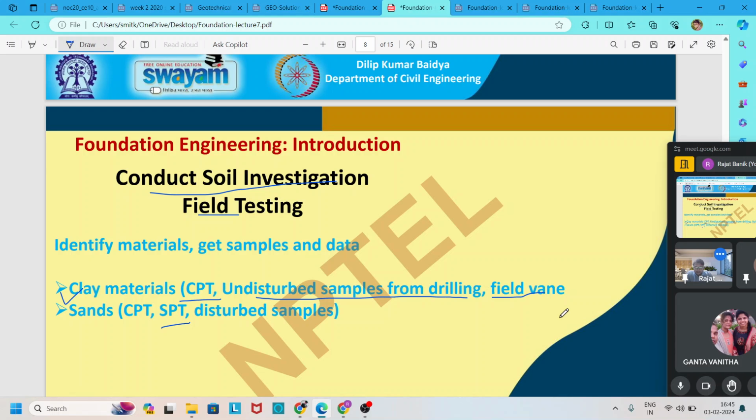For sand, we use the cone penetration as well as the standard penetration test, and we collect the disturbed sample. For clay, we collect the undisturbed sample. You need to remember this.